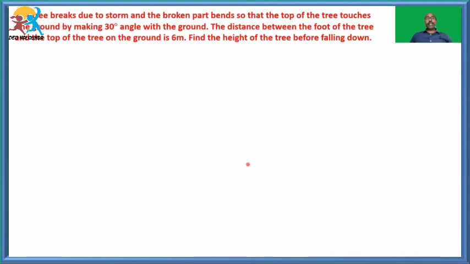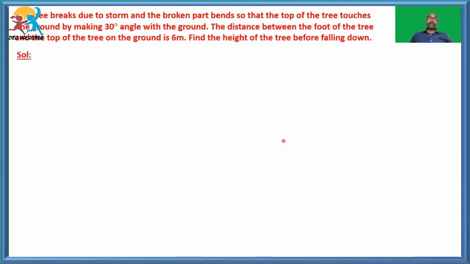A tree breaks due to storm and the broken part bends so that the top of the tree touches the ground by making 30 degrees angle with the ground. The distance between the foot of the tree and the point where the top of the tree touches the ground is 6 meters. Find the height of the tree before falling down. So this is the question.